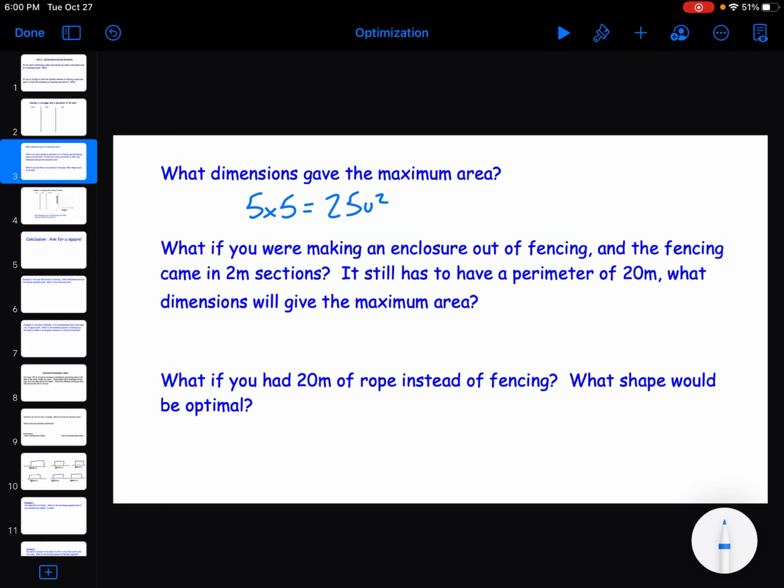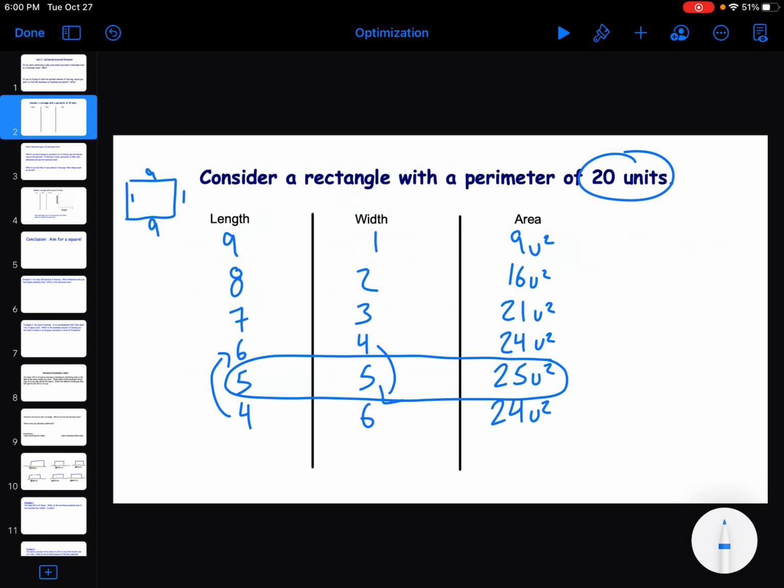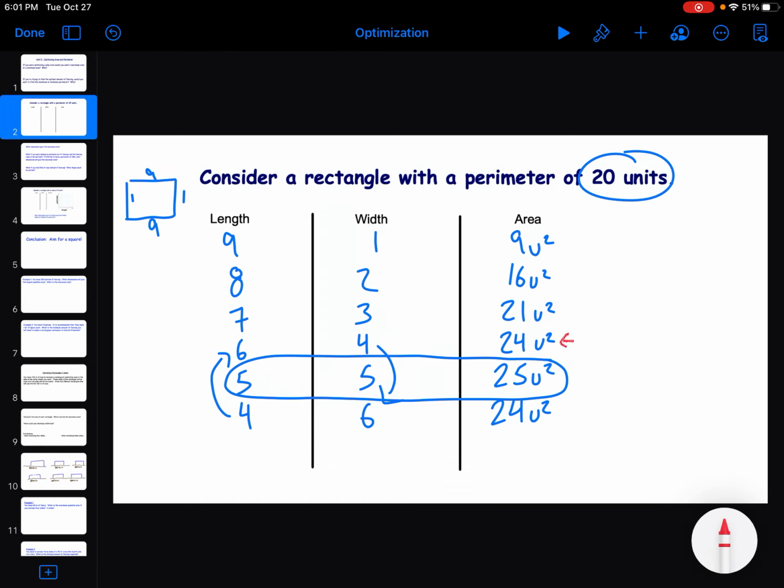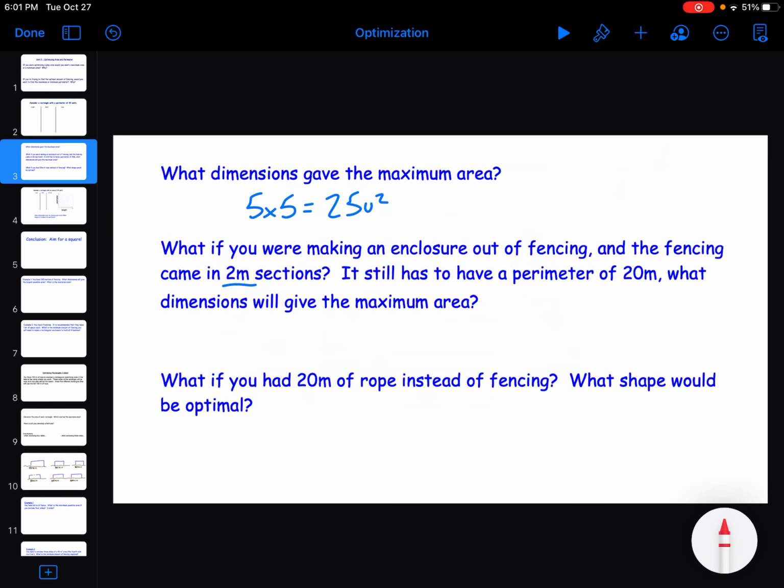Well, what if we were making a fence that only had 2 meter sections? A lot of fences come in specific sections. So in this case, let's say they were 2 meters. Well, we're going to have to go back and look, and we're going to say it's either going to be this or this, because these numbers are the next biggest, and both 4 and 6 can divide by 2. So it would be 4 by 6. That's just us putting some sort of restriction on the answer.